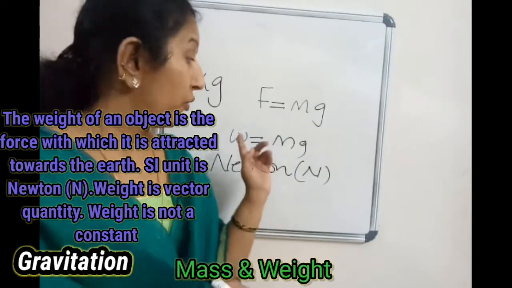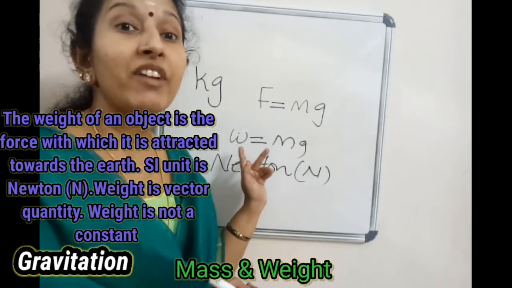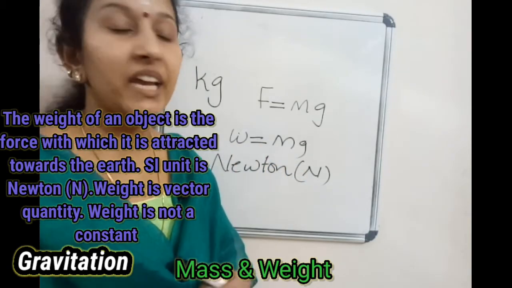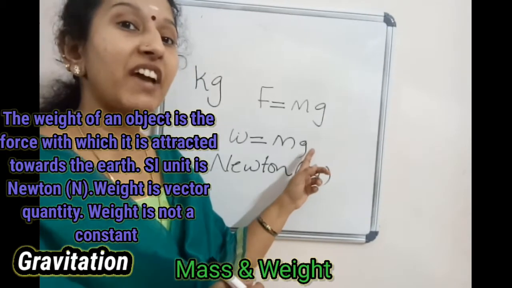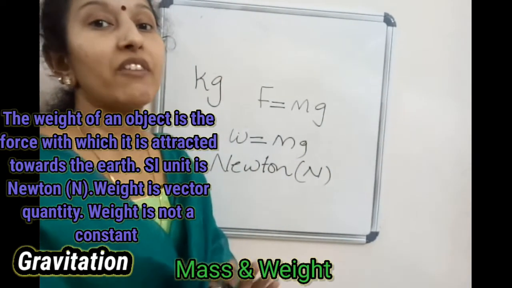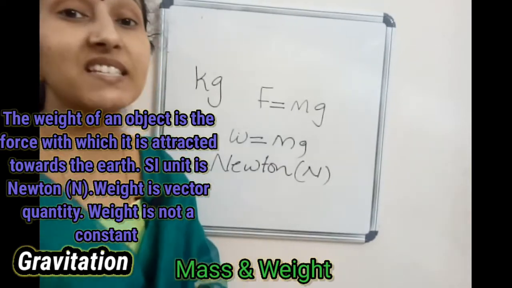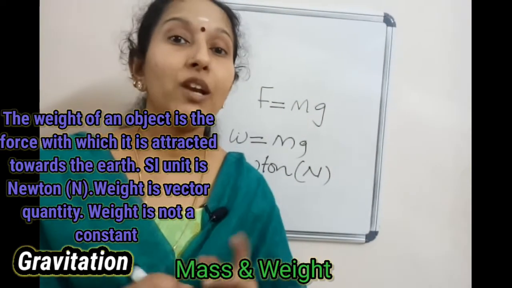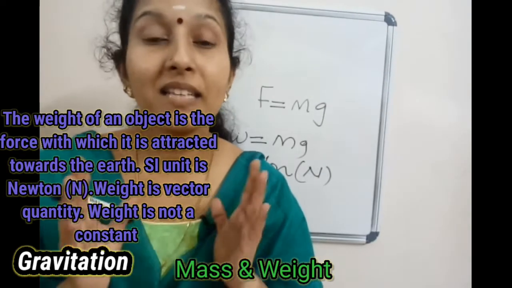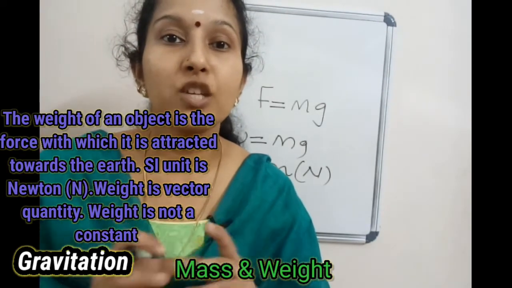And weight becomes 0. Why? Because at the center of the earth, the value of g is 0. Where is the value of g 0? The value of g is 0 at the center of the earth. So at the center, there is no weight.